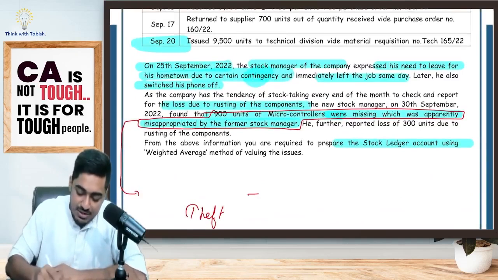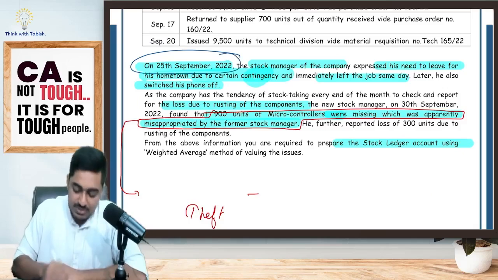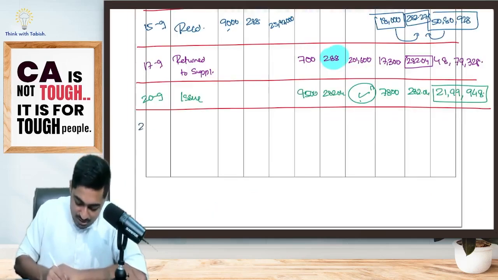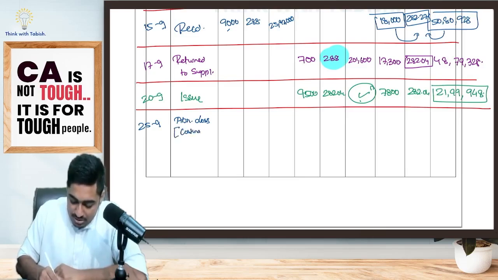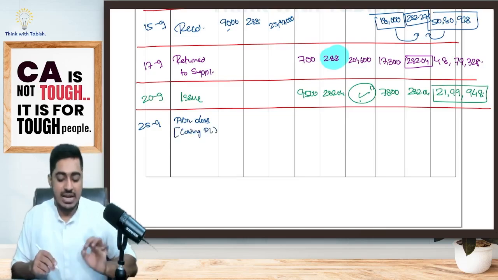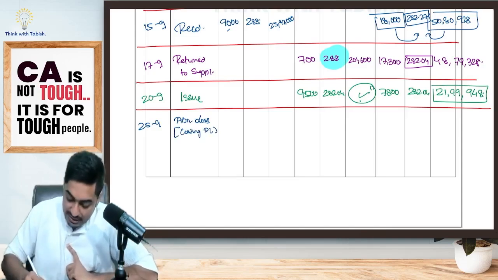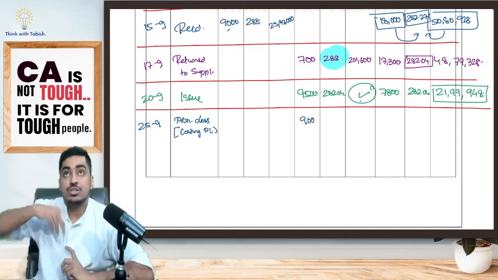When my stock manager did all this fraud, he did it on 25th of September. So I will come here. I will tell, okay, boss, 25th of September. I will tell abnormal loss. Tell me, students, abnormal loss, where it will be transferred? It will be transferred to costing P&L. Tell me, how many units I lost? 900 units I lost. 900 units is gone.